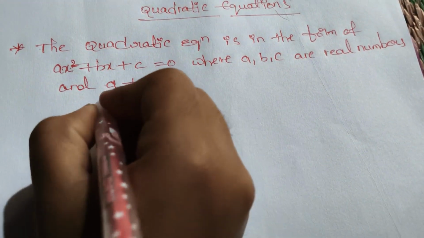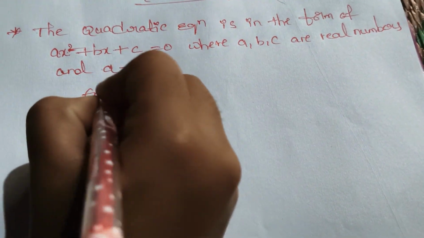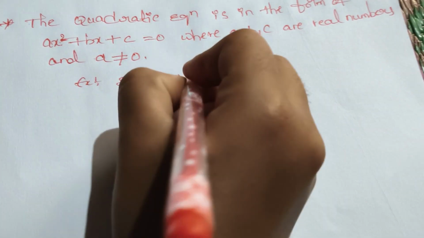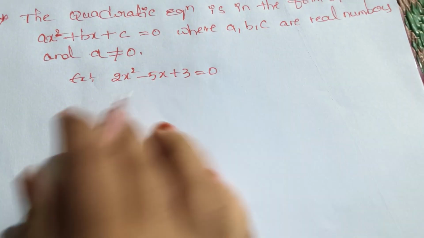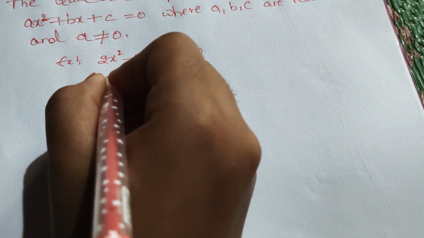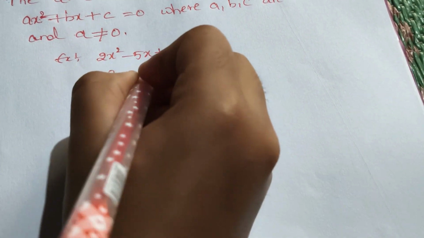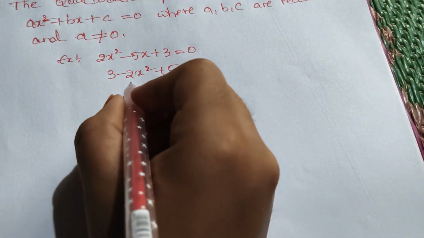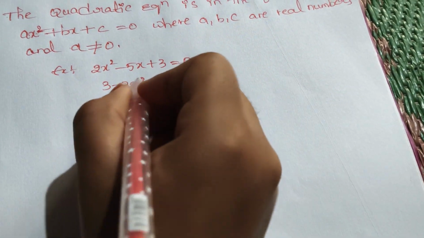For example, if you take 2x square minus 5x plus 3 is equals to 0, this is a quadratic equation. Suppose like this, 3 minus 2x square plus 5x. It is also a quadratic equation because the power is 2.